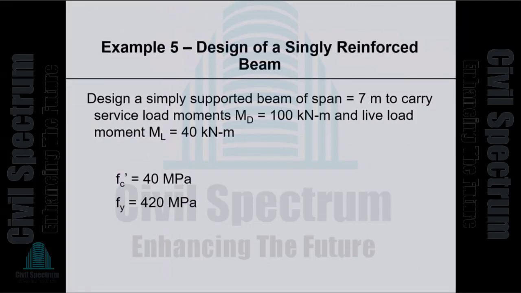Okay, a short example. Design a simply supported beam of span 7 meters to carry service load moments of M sub D is 100 kilonewton meters, M sub L is 40 kilonewton meters. Simply supported beam, 7 meter span, M sub D, 100 kilonewton meters, M sub L, 40 kilonewton meters. F sub C prime, 40 MPa, F sub Y, 420 MPa.